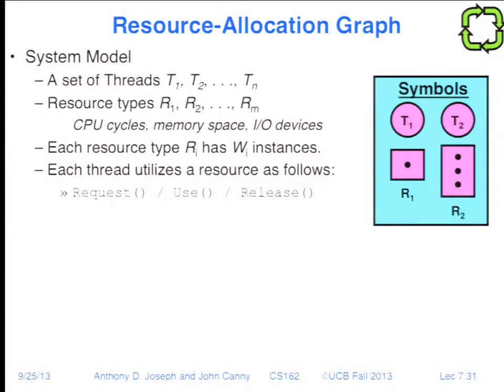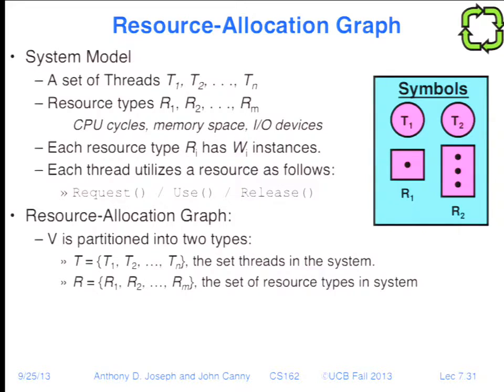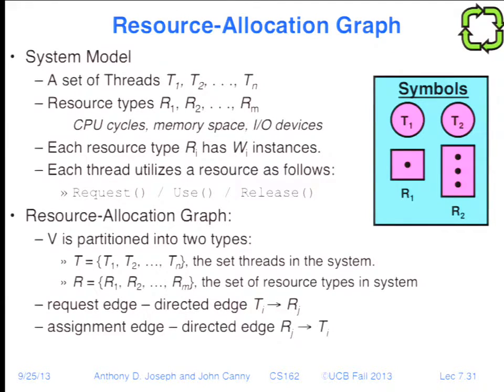And the threads are going to request and then use and then release their resources in some fashion. And we can represent all of those actions by the threads using a graph. All right, and so again, this entire set of objects is partitioned into the threads and the resources. And we have a graph between these objects from threads to resources, which are the request edges, and then assignment edges going back from resources to threads. So a request arrow means that this thread's trying to acquire resource RJ, and the assignment edge says that RJ is already owned by the thread.